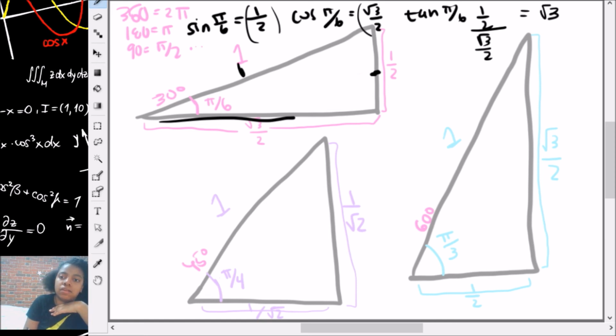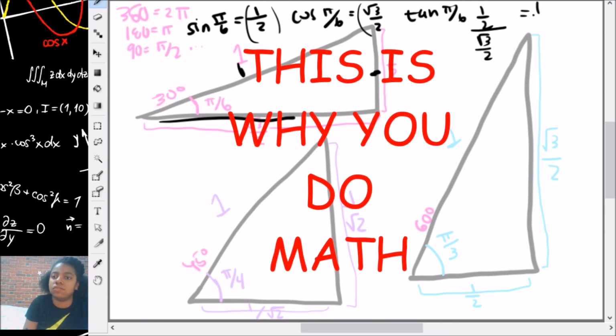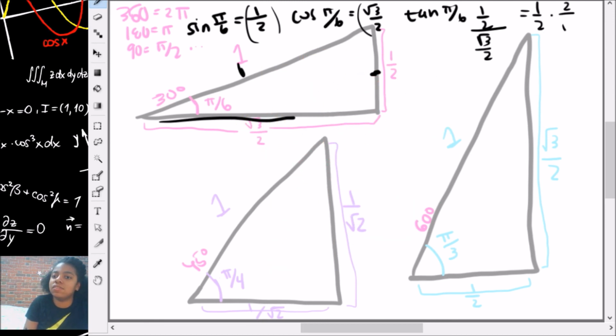And did I do that wrong? Probably. Yeah, it's 1 over root 3. This is why you do math. Let's just do it out. 2 over root 3 gives you 1 over root 3, right? Okay, now we go to pi over 4.